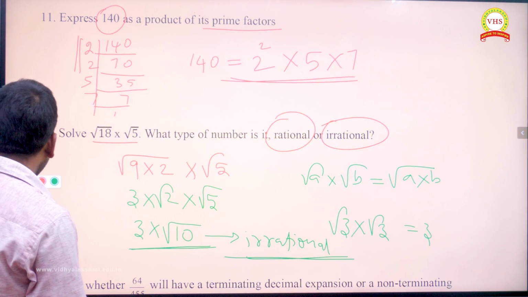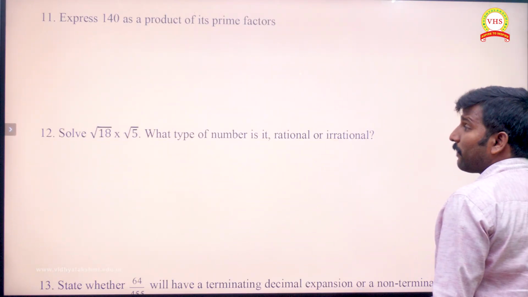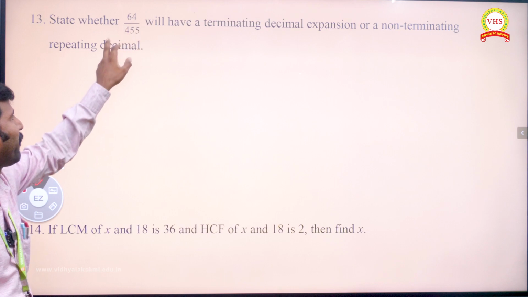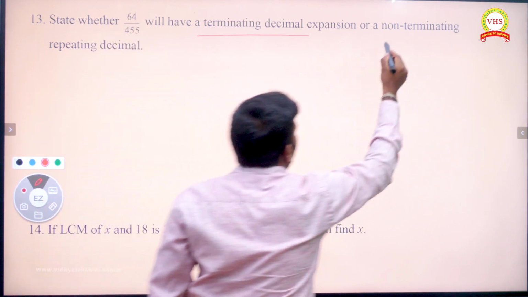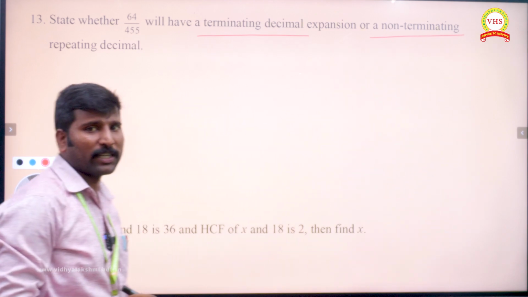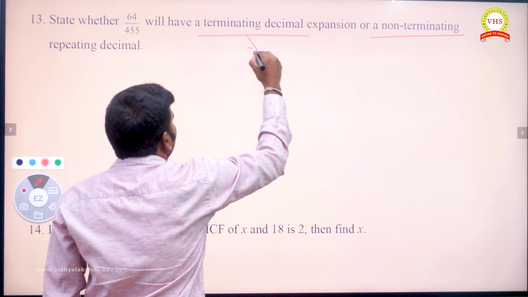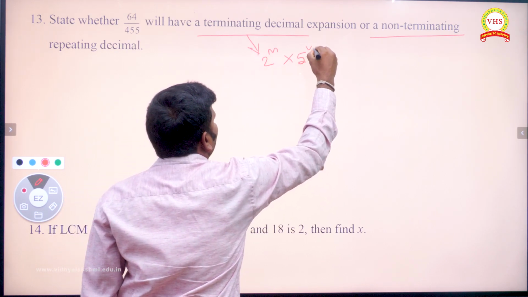Understand, children? Right. Next, question number 11 is completed, 12 is completed, and I'm going to 13. Question number 13: state whether 64 divided by 455 will have a terminating decimal expansion or a non-terminating decimal expansion. That we have to check. Terminating means, as I told you, the denominator should be in the form of 2 power m and 5 power n. That we have to check, the denominator alone.